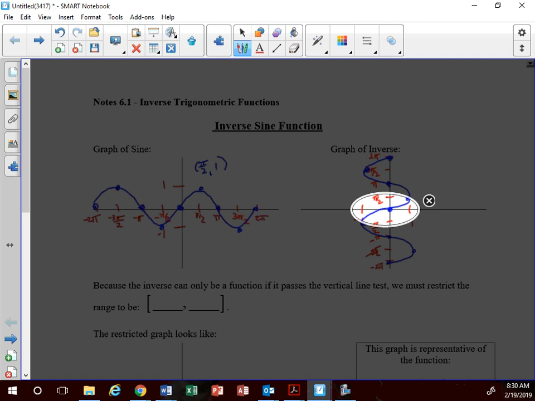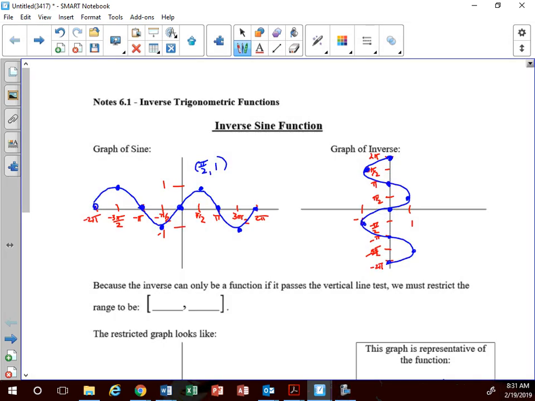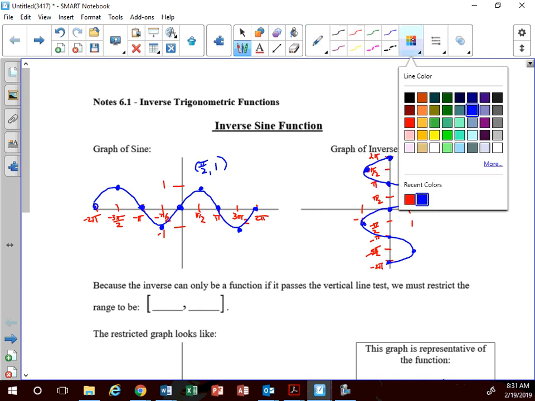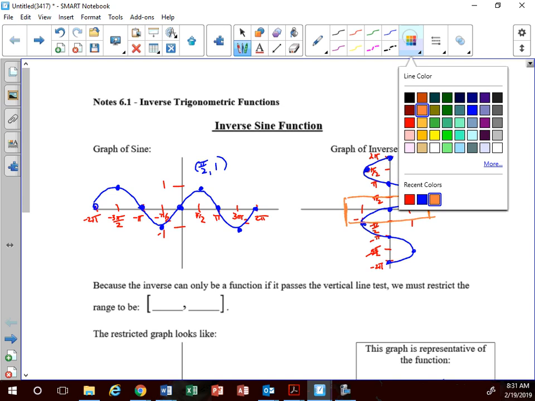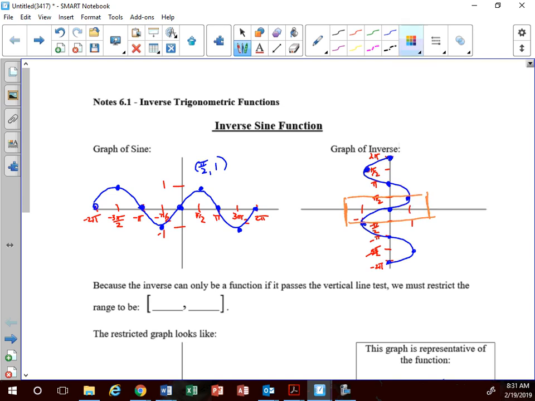And do you see how it still covers everything from -1 to 1, like I'm not leaving out anything? Okay, so what did I pick, like from what y value to what y value? Yeah, it's from -pi over 2 to pi over 2. Like that's my little window. So that's what we're going to fill into the blanks here. -pi over 2 to pi over 2.